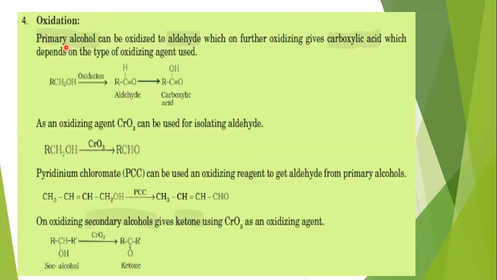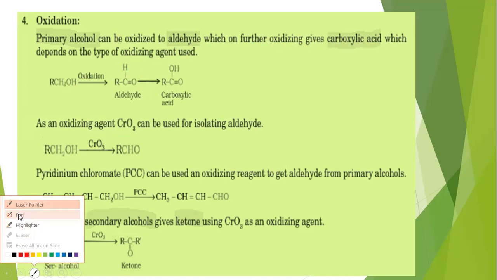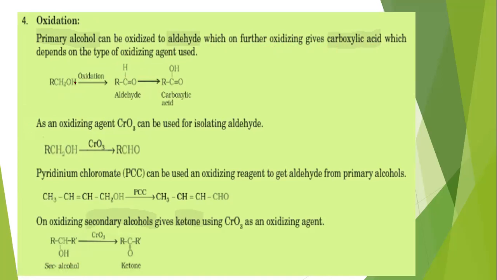Oxidation. Primary alcohols, next reaction is oxidation. Primary alcohol oxidizes to aldehydes, which on further oxidation give carboxylic acid, depending on the type of oxidizing agent used. See, this is primary alcohol. On oxidation, it gives aldehyde, which on further oxidation gives carboxylic acid. Let us see how the actual change takes place.